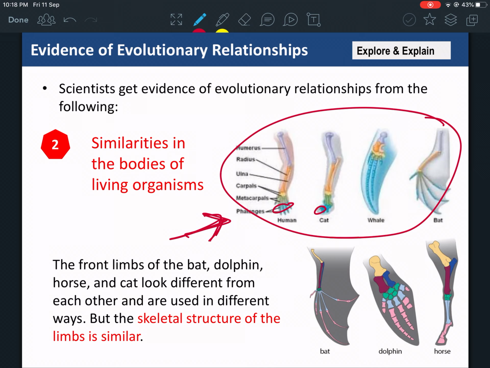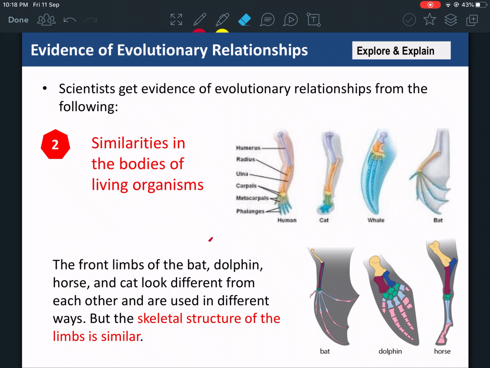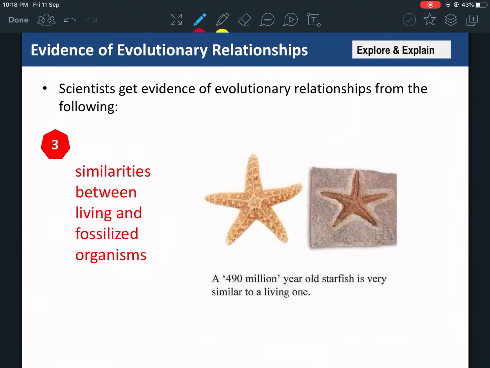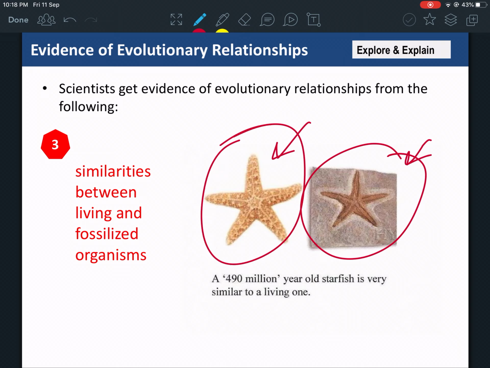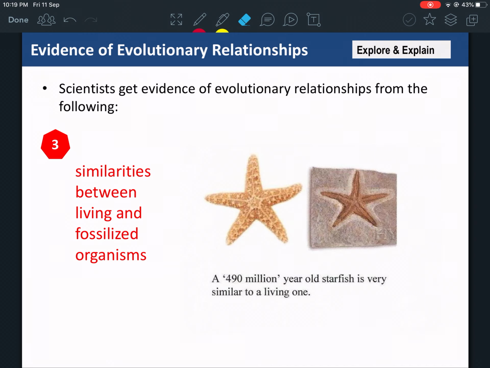Like this one, the cat and the human, they're looking at these and they're looking at the colors. They believe that this is the same kind of compartmentalizing of body shapes. So similarities in bodies of living organisms is number 2. Number 3 evidence would be comparing fossilized animals or species with living ones. So this is 490 million years ago, and they're comparing it with one that is today, and this is also for them evidence of evolution and common ancestry.